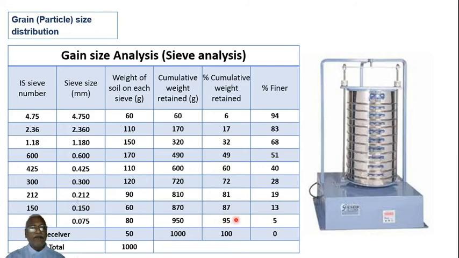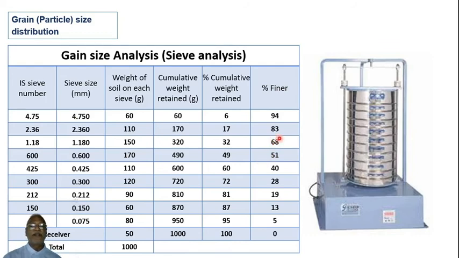Then here 95% of the soil is greater than 75 microns. Now if it is retained, if it is greater, and I want to find the percentage of finer, then I'll have to simply subtract these numbers from 100. So it is 94. Now what is that 94? It simply indicates that 94% of the soil is finer, in the sense smaller in size, than this 4.75.